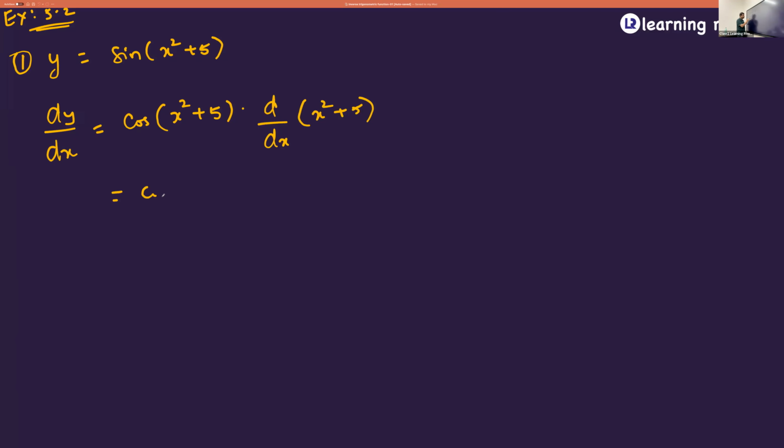Okay, so the answer will be cos of x square plus 5 into the derivative of this, which is 2x. So the answer will be 2x into cos of x square plus 5. Two x into cos of x square plus 5. Clear? Next.